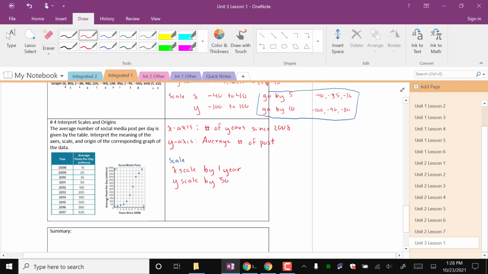And then it's not just 50. If we look over here, it says average posts per day in the millions. So 50 million. Sometimes they'll put it in parentheses to let you know that it's not actually only 50 posts on the social media page. It's actually 50 million posts or 50,000 posts. You got to read the side over there to see what it's going to be.